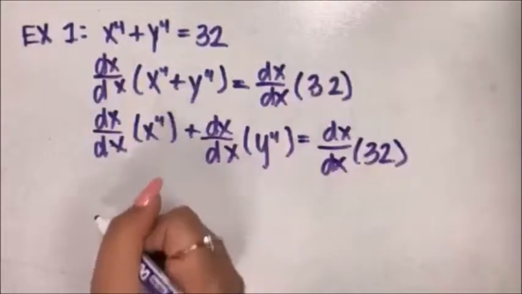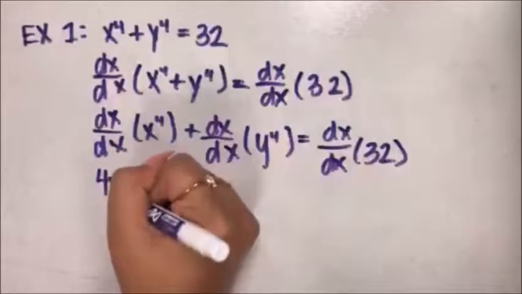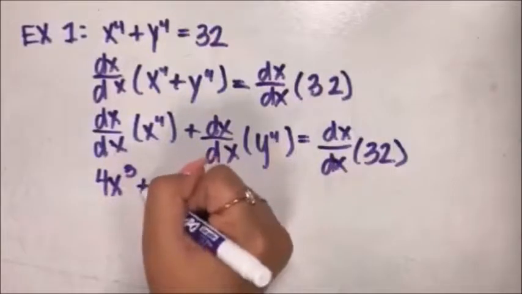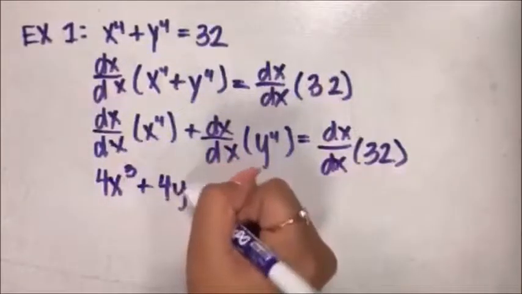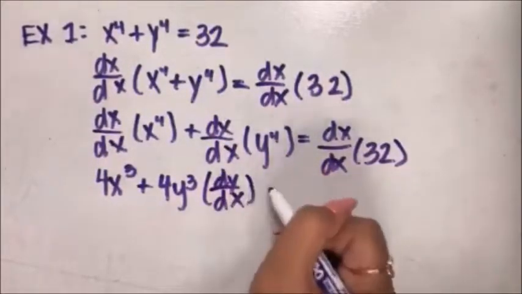Now, you're going to take the derivative. Using the power rule, we know that the derivative of x to the fourth power is 4x cubed. And we're going to use the power rule again for y to the fourth power, so you get 4y cubed times dy/dx because y is in this term. And then the derivative of 32 is 0.